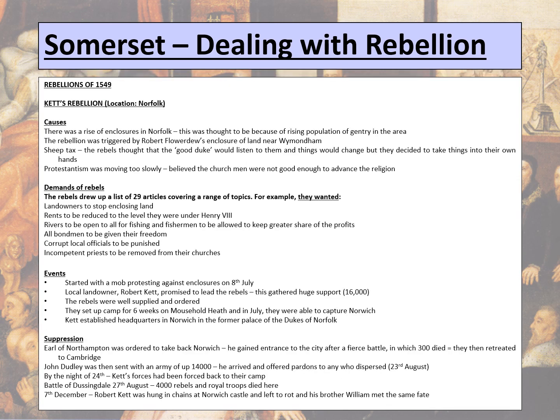So this is the second slide about Somerset dealing with rebellion, and this one's focused on the Ket's Rebellion in Norfolk. Again, you need to make notes on the causes, the demands of the rebels, the events, the suppression of the rebellion. And just like with the Western Rebellion, there are lots of different causes, including religious issues, but also social and economic. Now, unlike the Western Rebellion, where religion takes the greatest sort of primary concern from the rebels, in this rebellion, it is much more about social and economic issues.